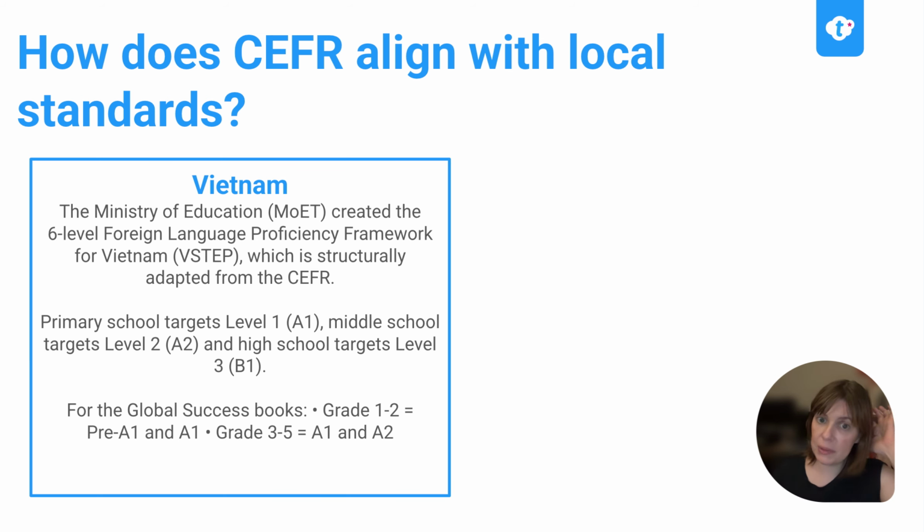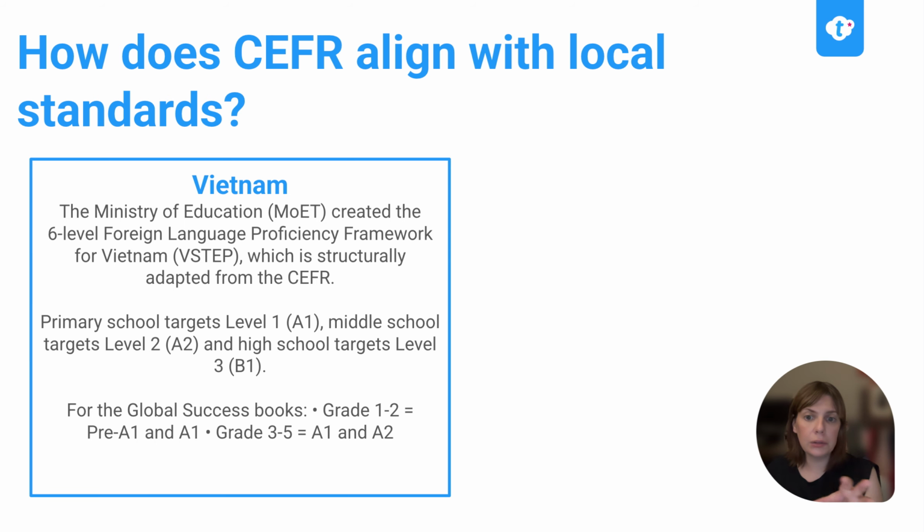In Vietnam, the Ministry for Education has created 6 levels of foreign language proficiency called the VSTEP, and it's adapted from the CEFR. Primary school will be around A1, which is level 1, middle school is A2, and high school students try for a B1 level.